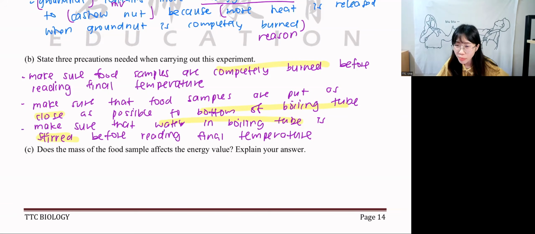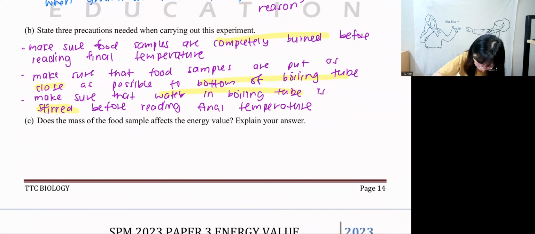Food has to be burned completely. This means that we have to wait until the flame disappears during the experiment. Yes, correct. Use a windshield to prevent the heat loss to the surrounding. Also correct. We have many precautions for this experiment. Actually, we have two more. Let me write the other two at the bottom.